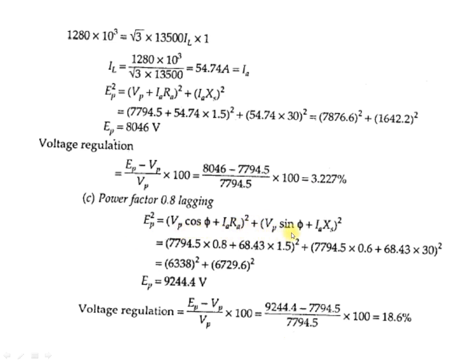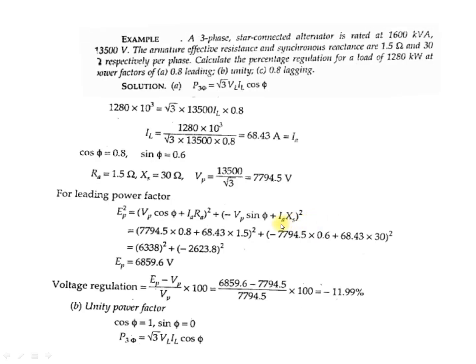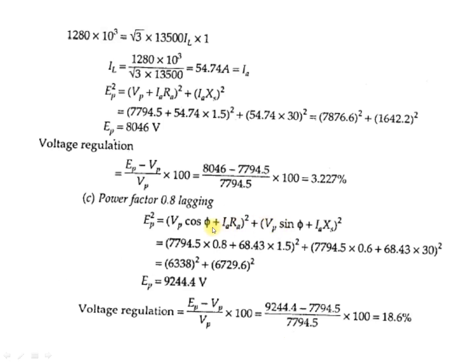And for the lagging power factor, the formula will be root of VP cos phi plus IARA the whole square plus VP sin phi IAXS the whole square. Since we have found out the IL value for the 0.8 power factor, that can be used here also. It can be either lagging or leading, whatever it may be. We can find out for that particular 0.8 power factor.